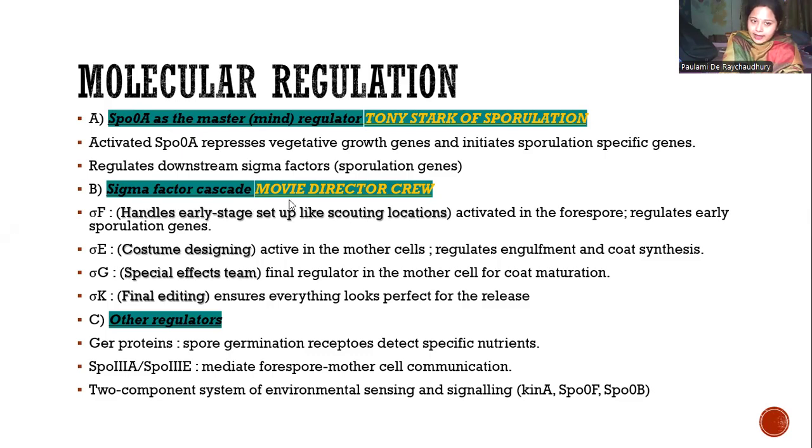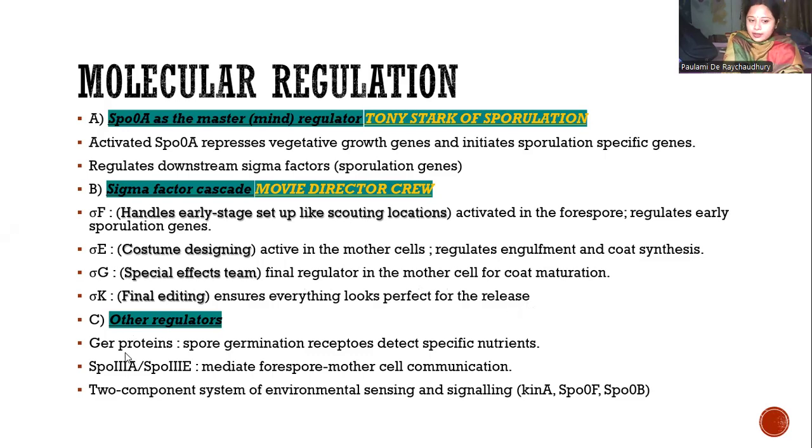So what is the sigma factor cascade? That is the movie director crew. Sigma F handles the early stage setup like scouting locations, etc. Activated in the forespore, it regulates the early sporulation genes. Sigma E is like costume designing; it is active in the mother cell and regulates engulfment and coat synthesis, the next step. And then comes the special effects team, that is sigma G, the final regulator in the forespore. Then sigma K does the final editing, active in the mother cell for spore coat maturation, ensuring everything looks perfect for the release.